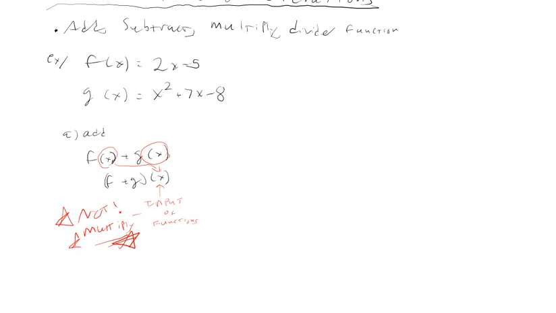Okay. So let's do this addition. And all you're doing is you're taking one equation. So it says f plus g. So here's my f equation. My f equation is 2x minus 5 plus, and you put your g equation, x squared plus 7x minus 8. Literally, you just put them together, f plus g.